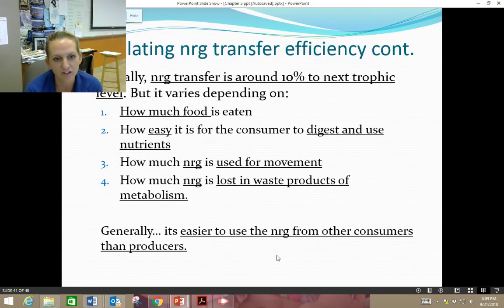Generally, it's easier to use energy from other consumers than producers. Does that completely negate what I just said?